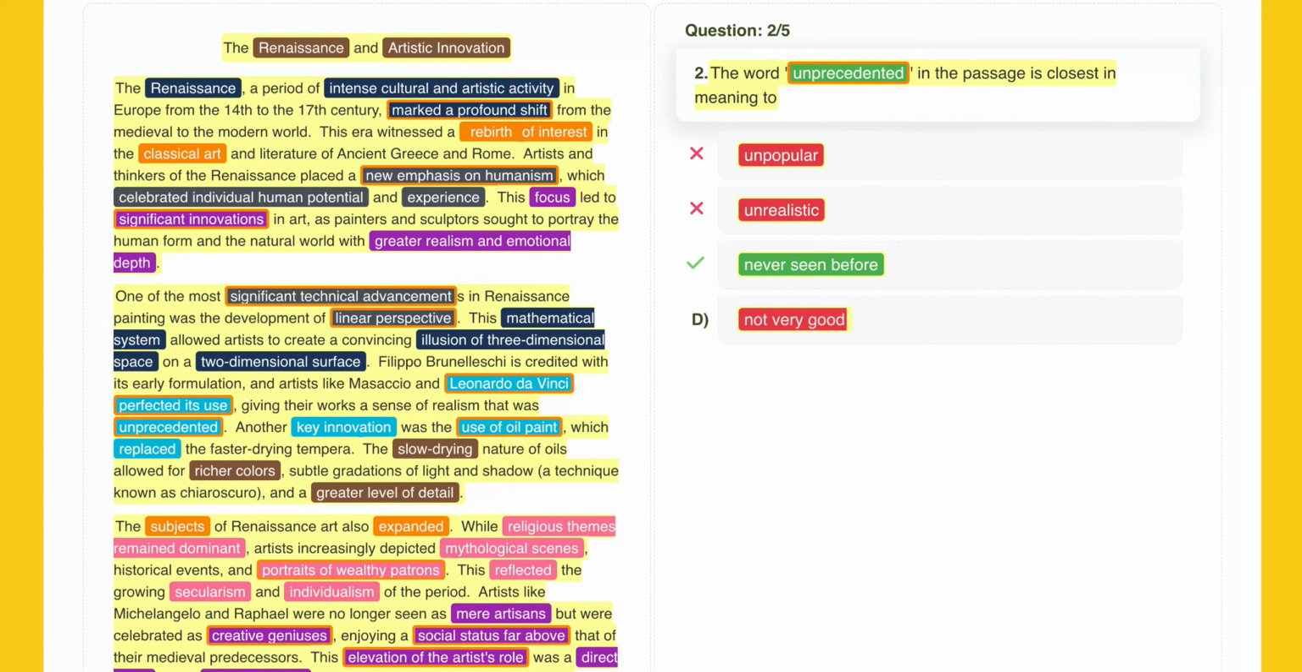Let's break down option D, not very good. Option D, not very good, contradicts the tone of the whole passage. The author clearly admires these technical advancements. To call them not very good would go against the celebration of creative geniuses. Incorrect. The correct answer is C, because the key expressions in the text directly match this option, while the other choices either provide incomplete information or clearly contradict the passage.